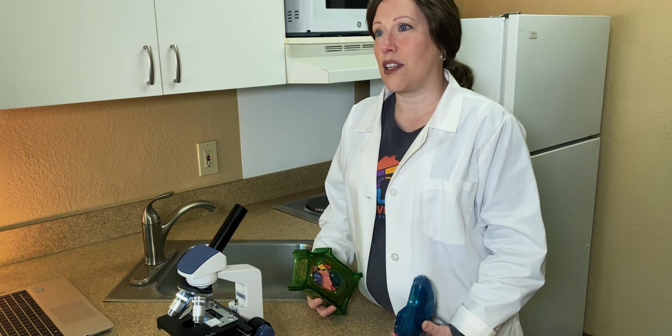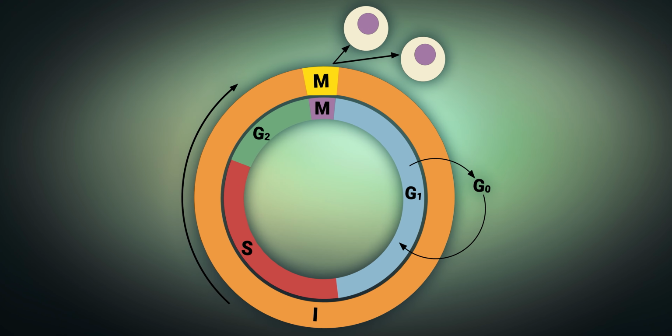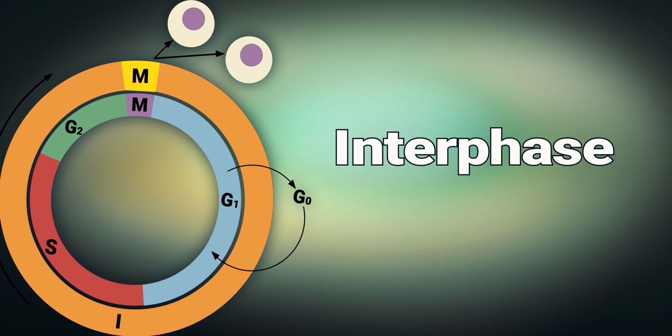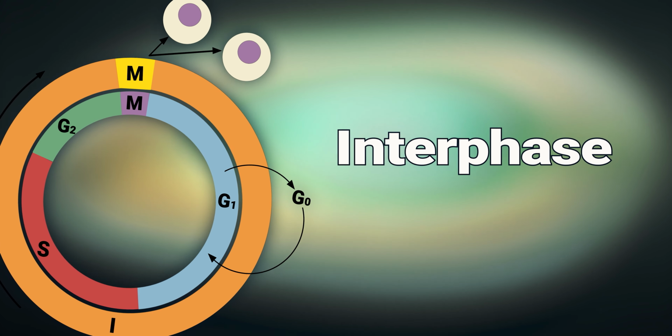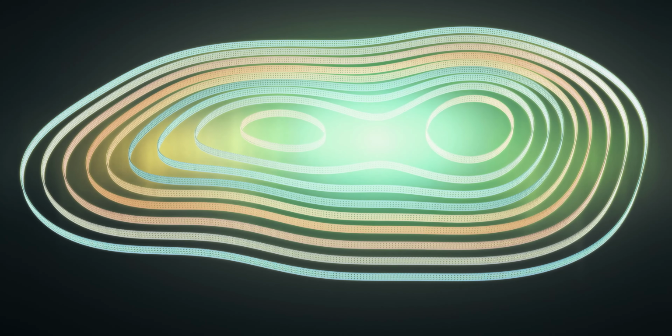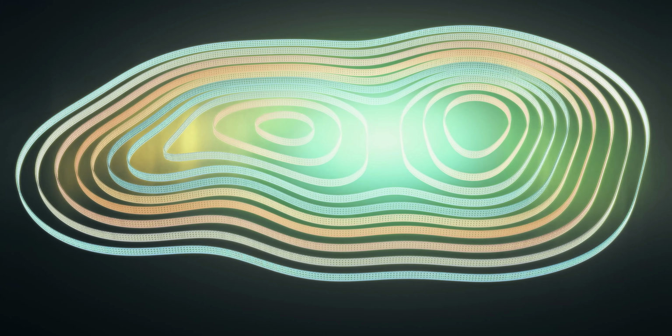Let's take a closer look at what happens during the cell cycle. We will start with the orange section of the cell cycle. This is called interphase, and you can tell by the amount of orange that a cell spends most of its time in interphase. During interphase, the cell gets bigger and the DNA in the cell is copied.